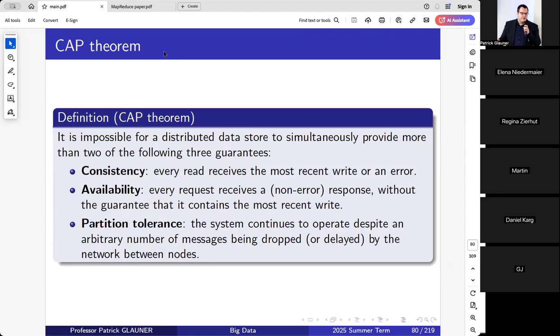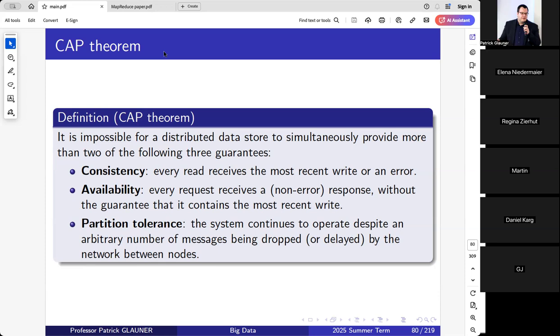And the ideal distributed system, you would think, well, we want it available, we want it consistent, and even if messages get lost, so the partition tolerance, we still want it to work. This would be our ideal distributed system. The problem is such a system is not possible to exist. There's a paper for this and a proof that a distributed system cannot simultaneously provide more than two of these guarantees.